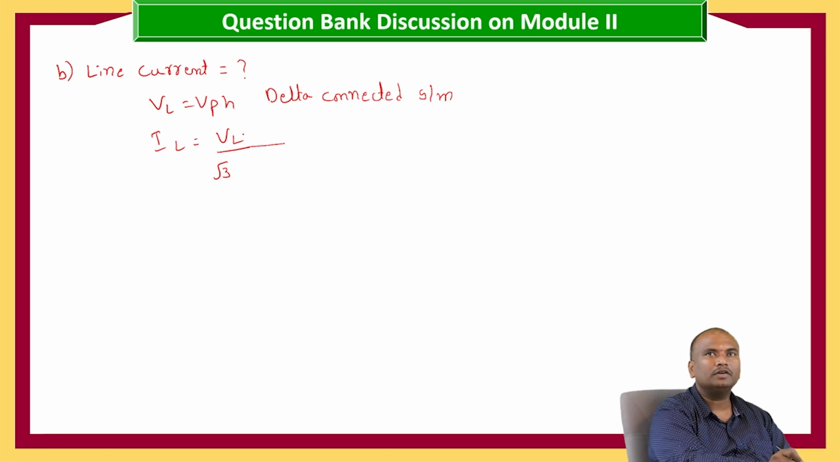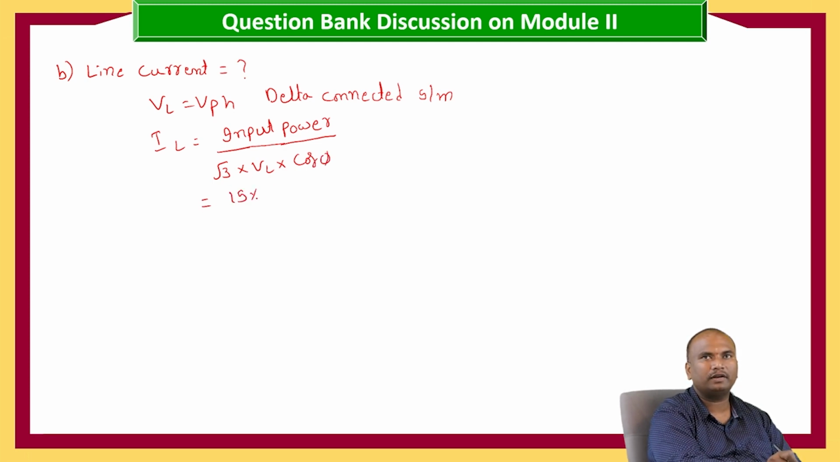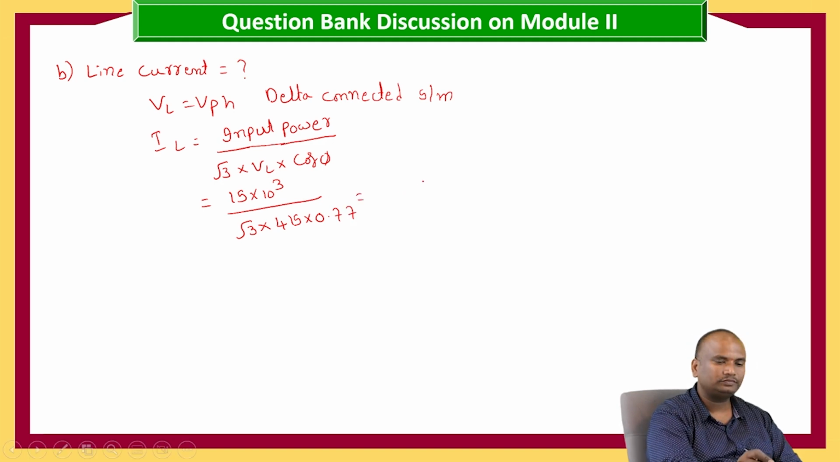Line current is equal to input power by, because we don't have the other parameters, so from the input power only we can calculate the line current. Input power divided by root 3 into VL into cos phi. Here input power which we have got as 15 kilowatts, 15 into 10 cube divided by root 3 into VL is 415 into cos phi value is 0.77, which is equal to 27.10 amperes. This is the line current which we are going to get.